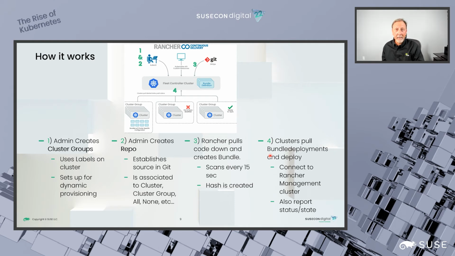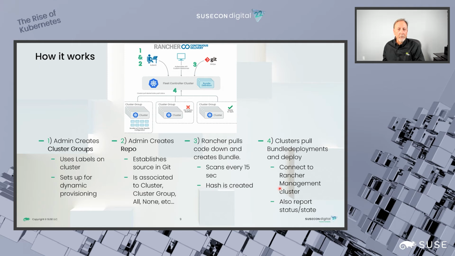And there could be many. There doesn't have to be just one. There could be many Git repos pointing to many different places with varied usernames and passwords and credentials needed to get there. Rancher knows all about that. Those downstream clusters don't need to know anything of it. So they'll download and do the deployments.